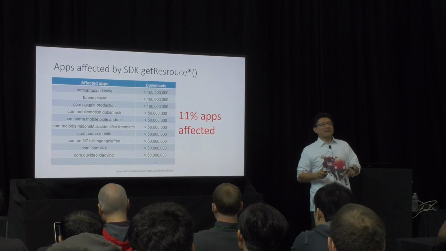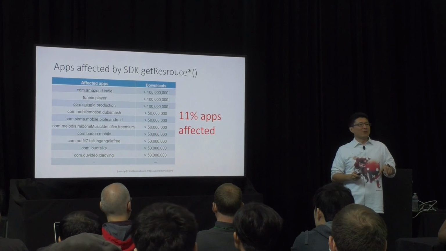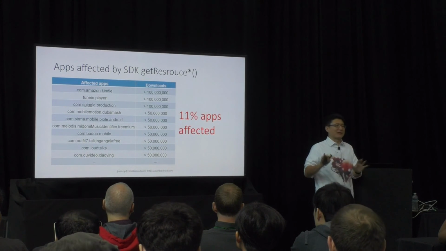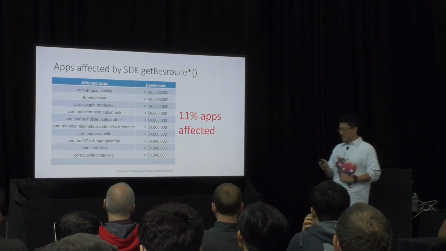So is there anyone from the Android team here in the room? I'm just wondering when Google is going to fix this problem, right? getResourceAsStream, just make the implementation efficient.